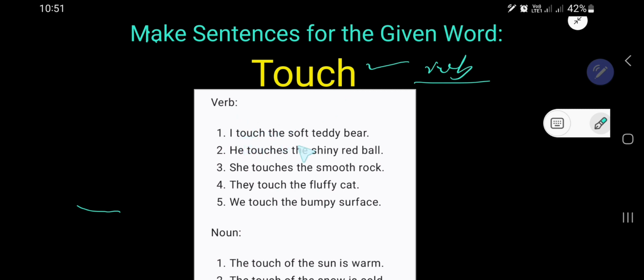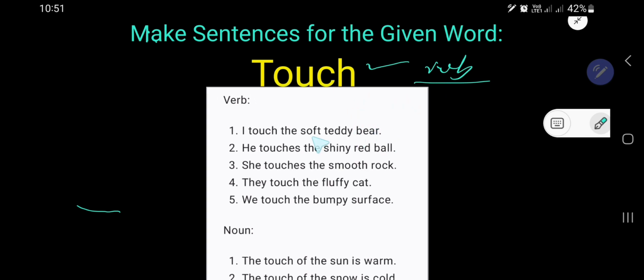I touch the soft teddy bear. In this sentence, we have used the word touch as a verb. He touches the shiny red ball. He is a third person singular pronoun, so we'll use es with the verb touch. He touches the shiny red ball.